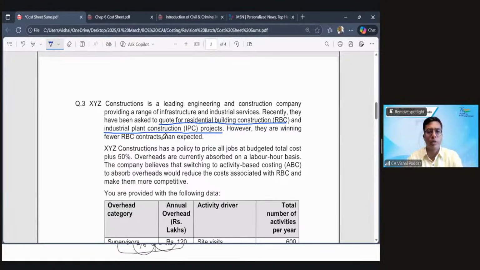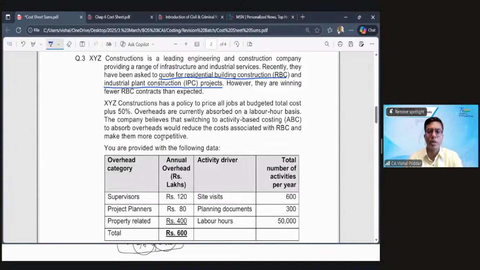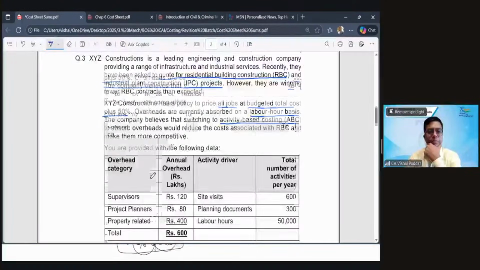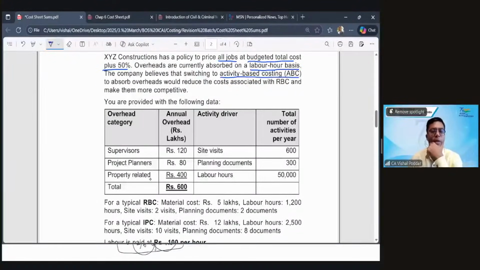Now, XYZ Construction has a policy to price all their jobs at budgeted total cost plus 50%. So profit margin is 50% of your cost. Overheads are absorbed on the basis of labor hours. The company believes that using ABC to absorb overheads will reduce the cost associated with RBC and make them more competitive. Okay. Now, what is the data provided?